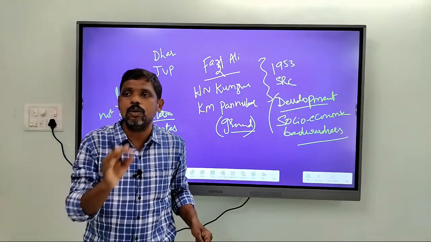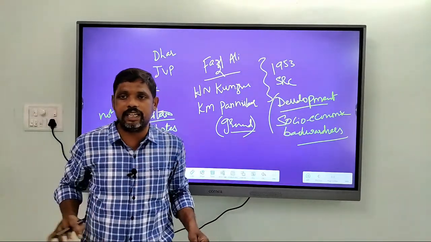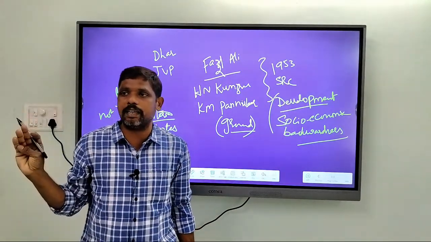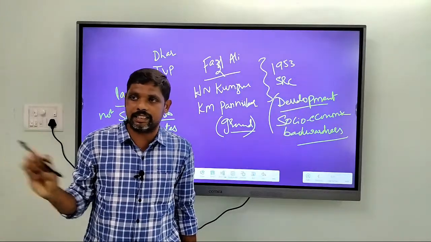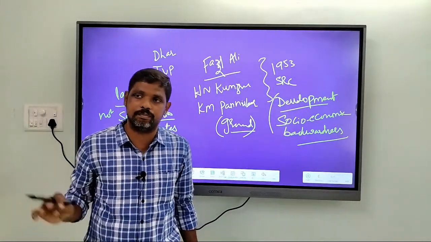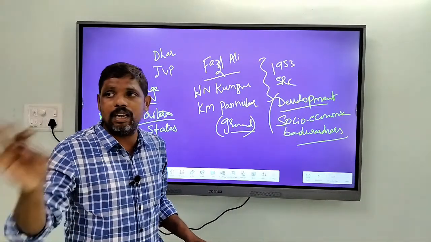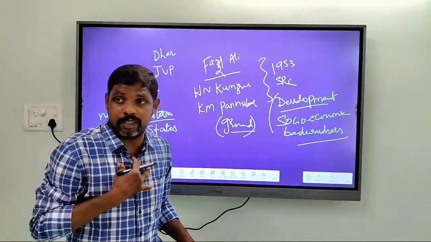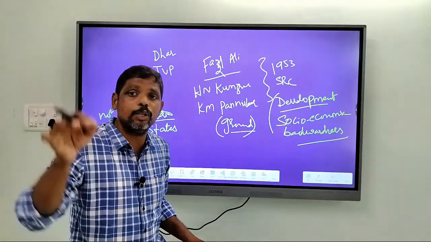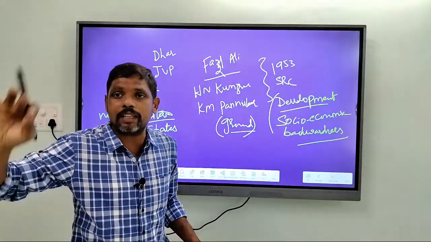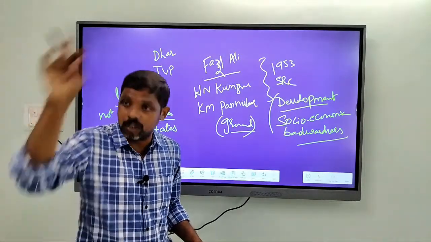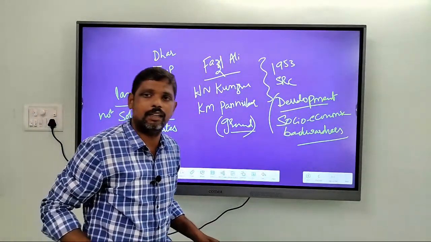So it is up to the procedure for creating the states, salient features, preamble, procedure for creating the states. That is the nature of the Indian Federation. All right? And don't think that I will leave the previous topics. Alright, that means I want you to be thorough with every topic that we have discussed till today, including the historical background. Alright.